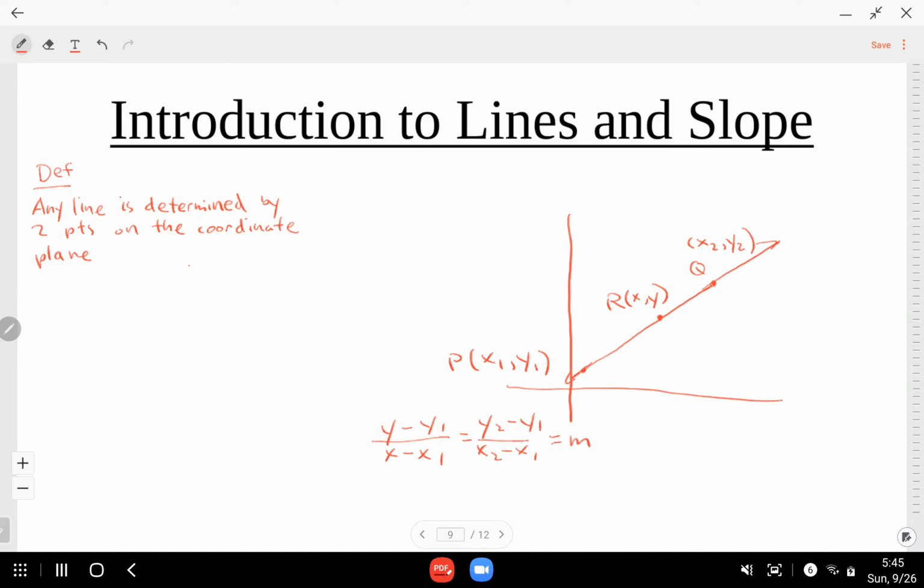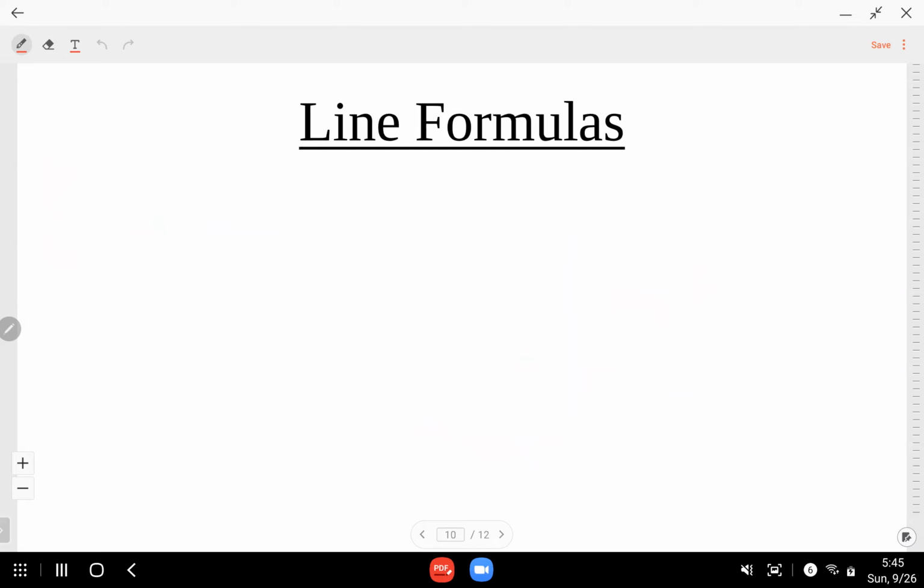On how to graph a line. So this is called the point slope formula. And I want you to always use this formula whenever you're given a point and the slope, okay? Because this is the easiest and most direct way to graph a line. This is very important.